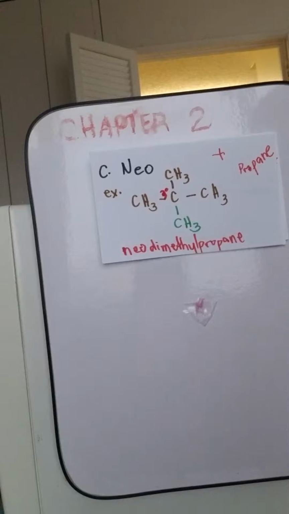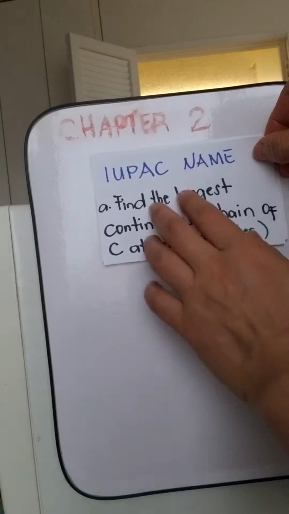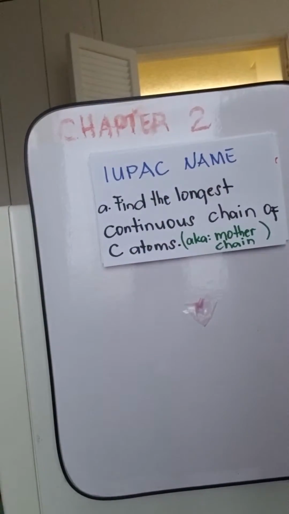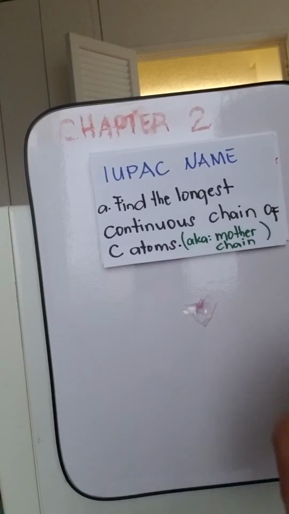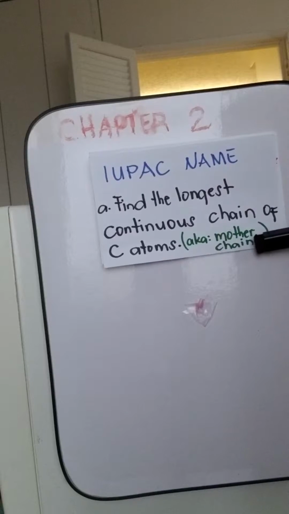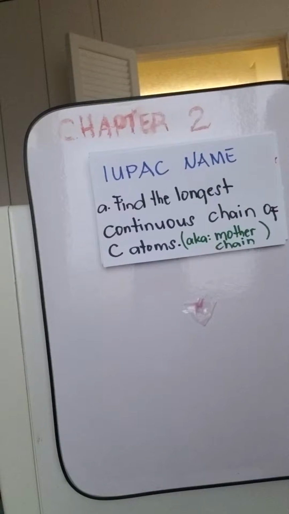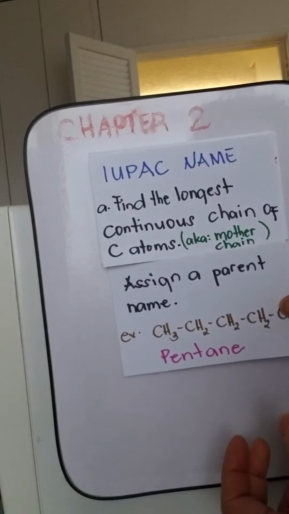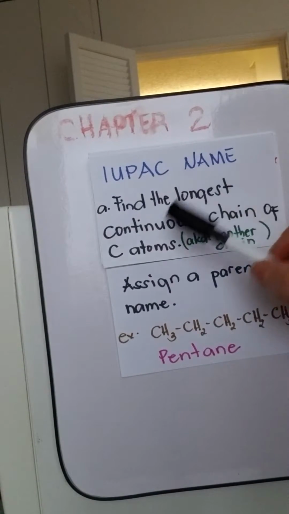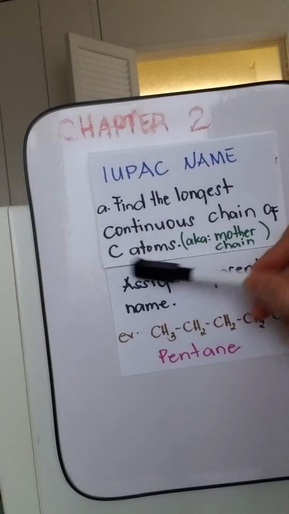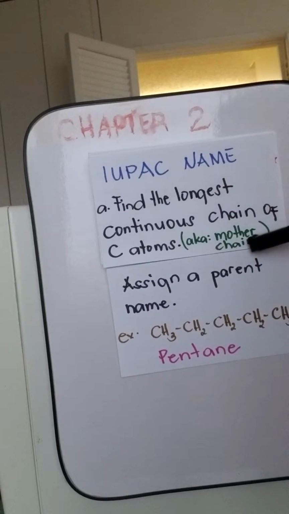Another system of naming alkane compounds is called the IUPAC name. So how do we give an IUPAC name to an alkane compound? First, you are going to find the longest continuous chain of carbon atoms, as I have said, and assign that as your mother chain, or your parent chain. Mother chain, parent chain, they are just the same, all right?